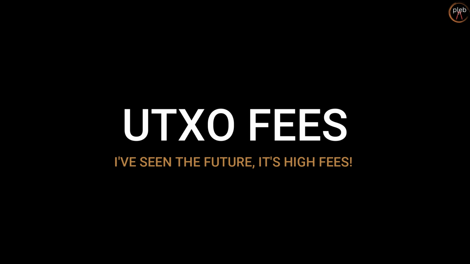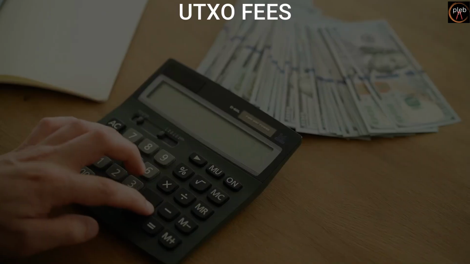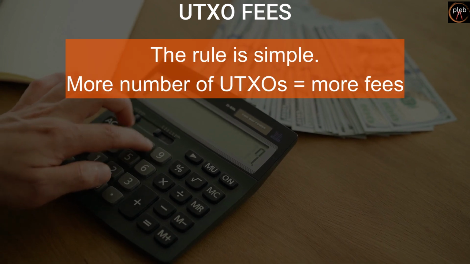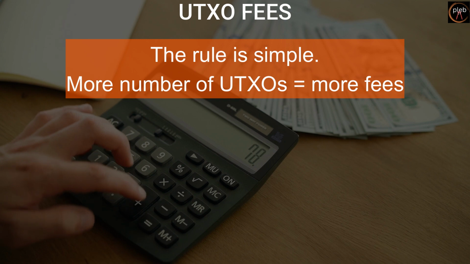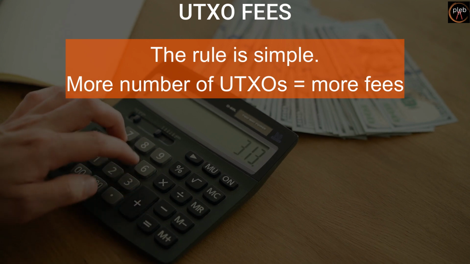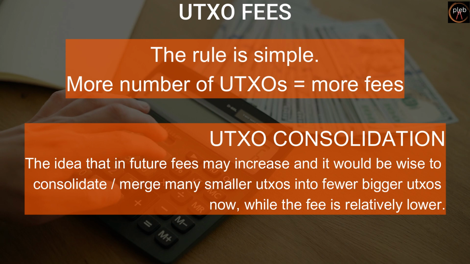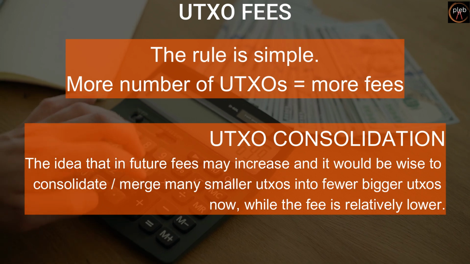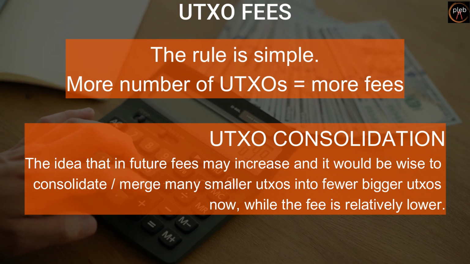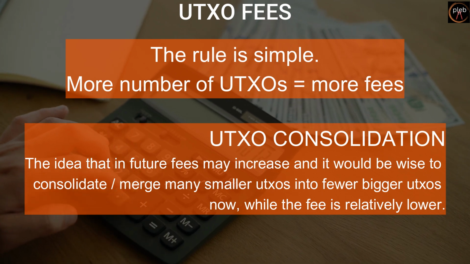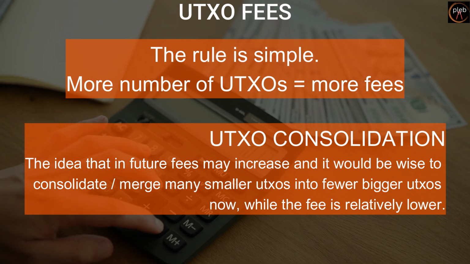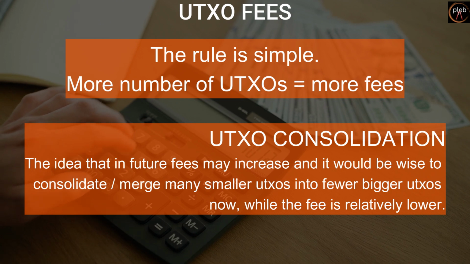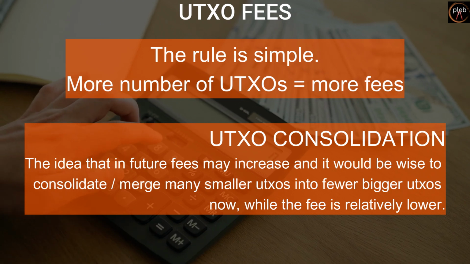UTXO fees. Let's see how the UTXO model affects the fees in a transaction. Basically, the rule is very simple: the more the number of UTXOs, the more the fees. Hence the concept of UTXO consolidation, which is an idea that in future the fees may increase and it would be prudent to consolidate your smaller UTXOs to form fewer, bigger UTXOs, so that in future when you want to spend, you will have to use fewer UTXOs.